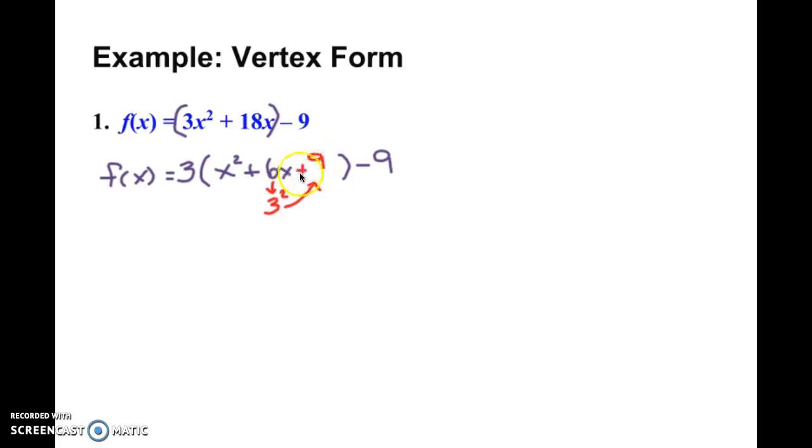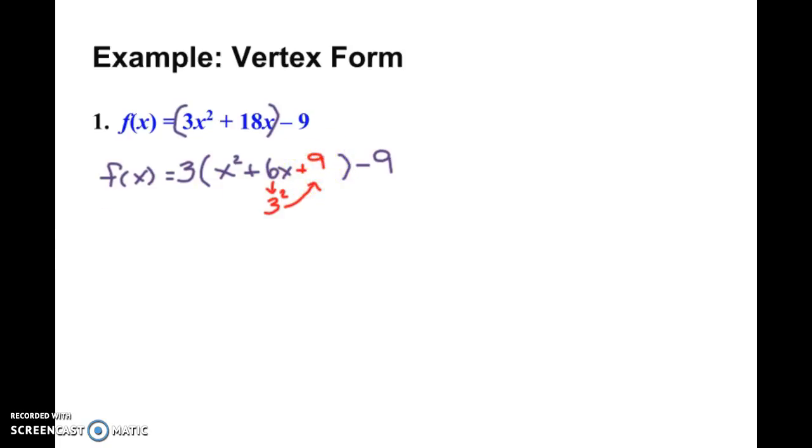This sign is always going to be addition, because if I take half of a positive number, I get positive 3, and square it, I get positive 9. If this were negative, I'd get negative 3 times negative 3, and negative times a negative is also positive. So you're always going to add this number here. Now, this is my n. So I have added 9.